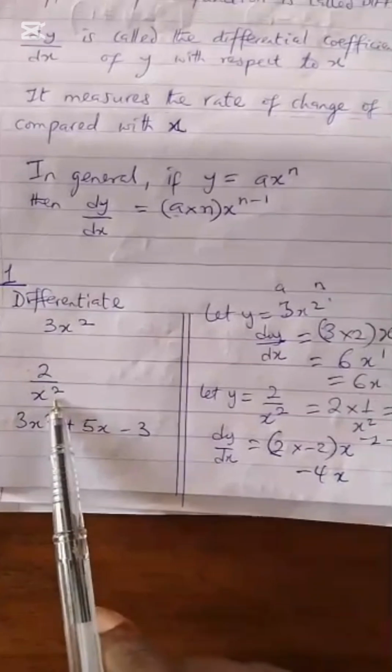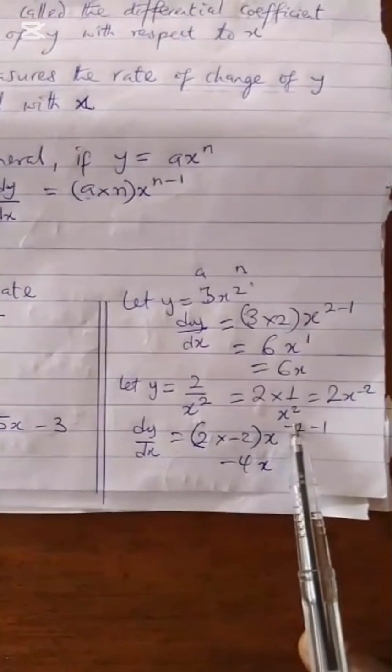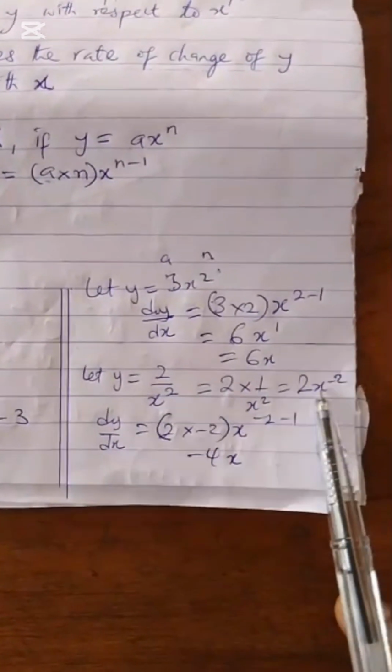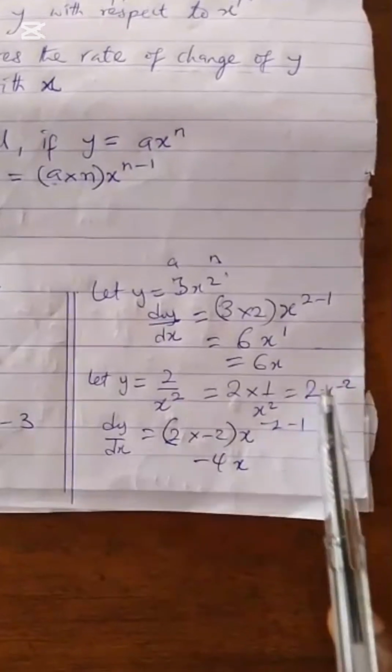So we are told to differentiate this expression, 2 over x squared. Now 2 over x squared, we can simplify it as 2 times 1 over x squared. Okay, so this is this, and now remember 1 over x squared in indices can be written as x raised to the power minus 2. All right, so this is now what we need to differentiate.